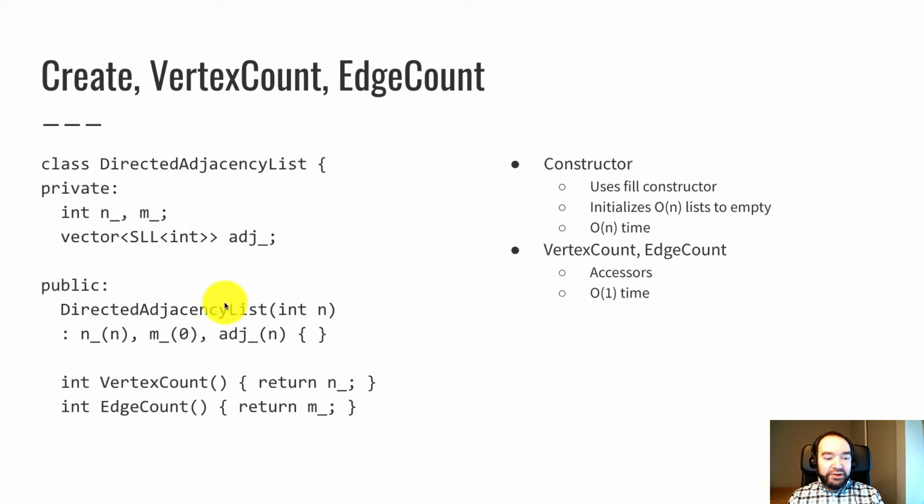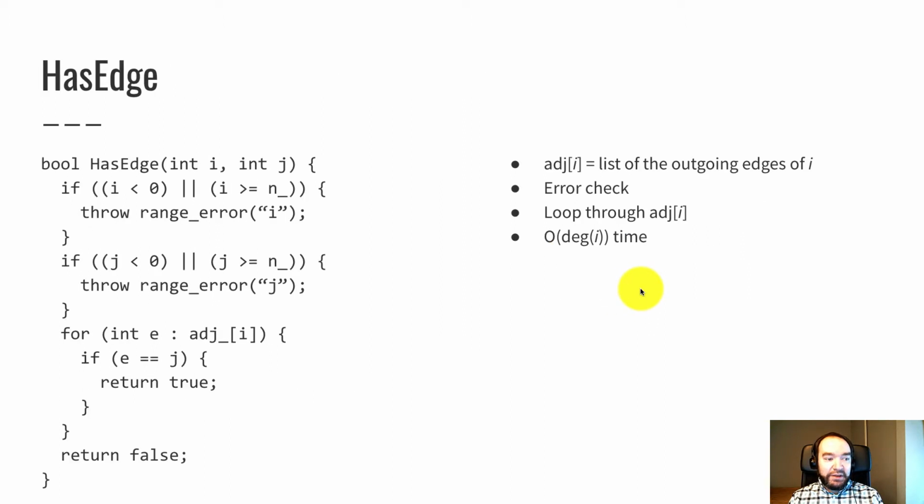So the constructor is given n, the number of vertices, and it initializes n accordingly. m, the edges, is 0, and adj uses the fill constructor again. This says that vector should have n elements, so that creates n empty linked lists. And creating a linked list is constant time, so this constructor takes big O of n time. Constant time to initialize n and m, and big O of n time to set up these n empty linked lists. The vertex count and edge count accessors are single line return statements. Those are constant time each.